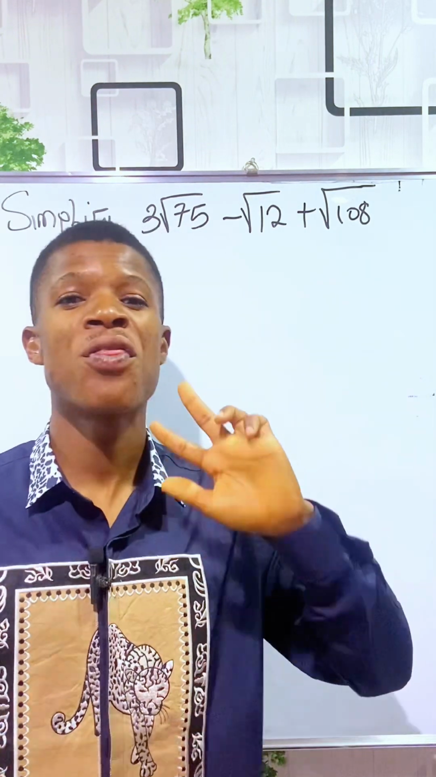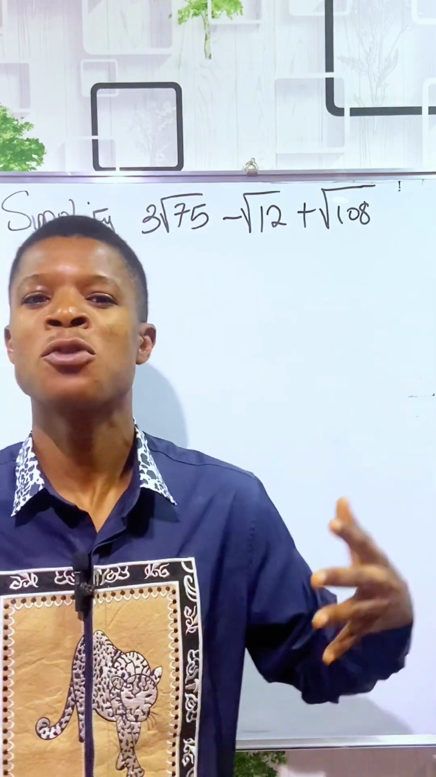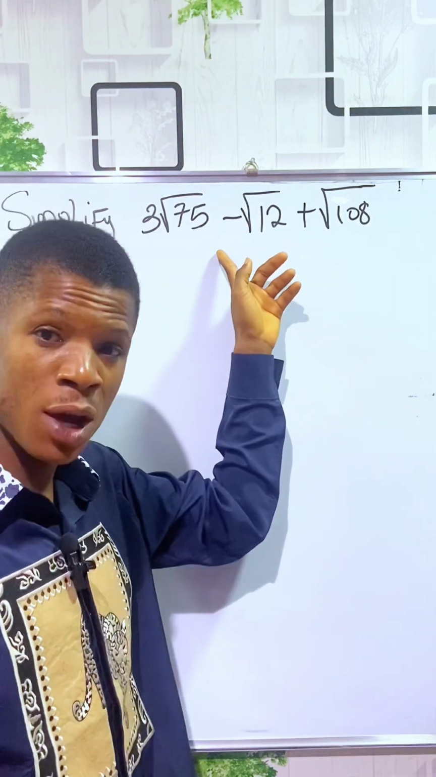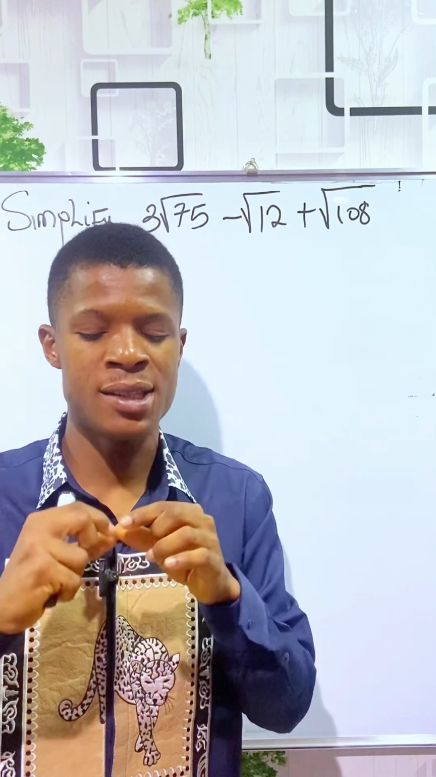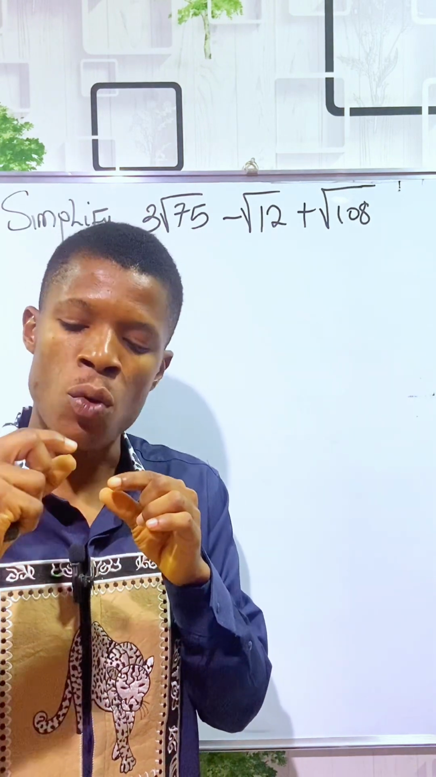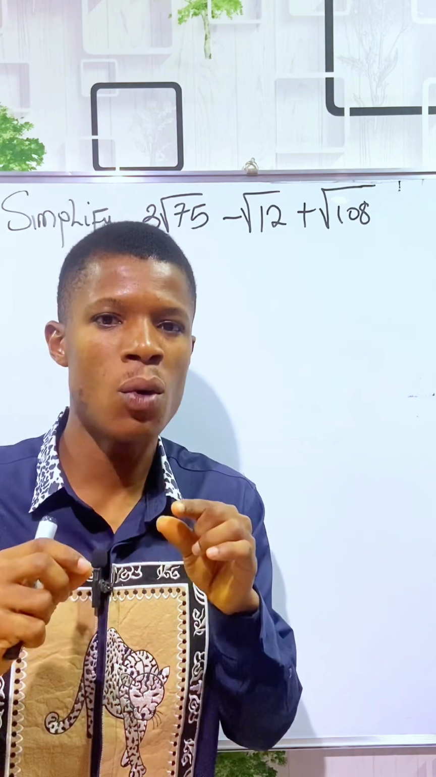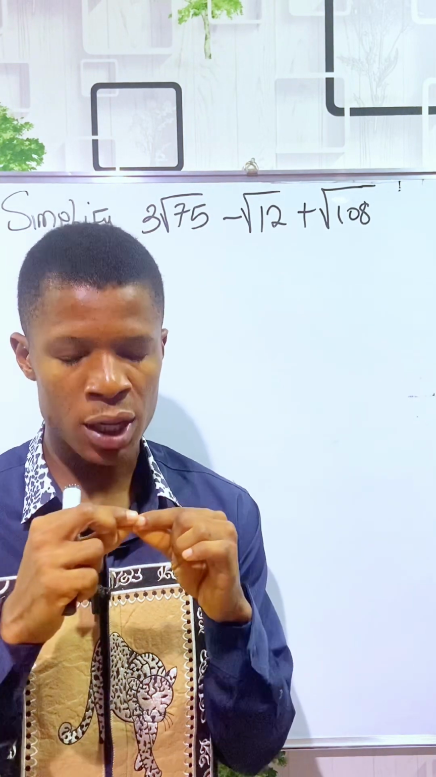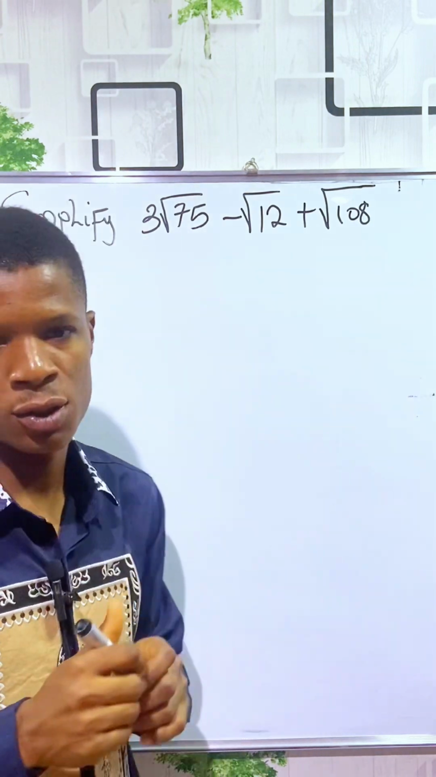You are going to think of two numbers that whenever we multiply them together, we get the number in the square root. But the trick here is that one of these numbers will be a perfect square and the other one will not be a perfect square. If you multiply them together, you are getting the number in the square root.